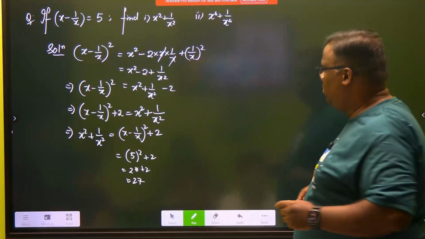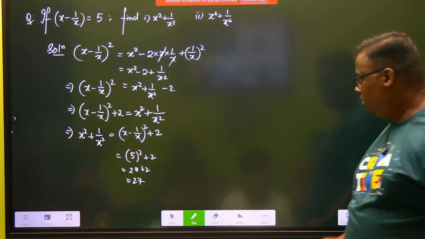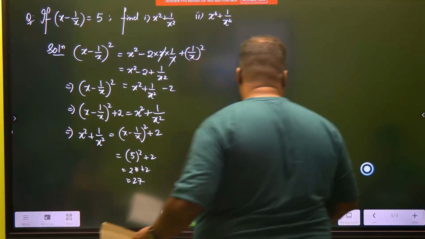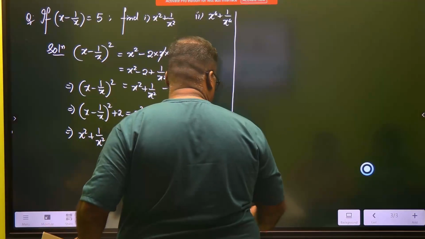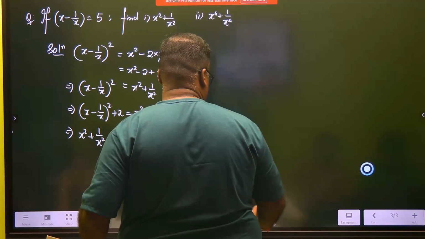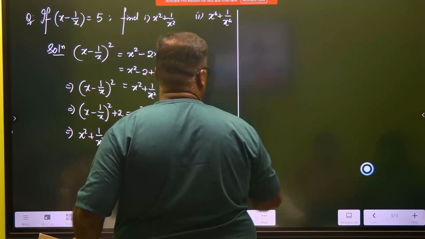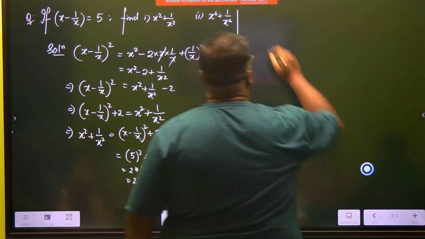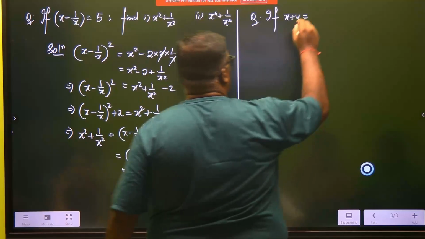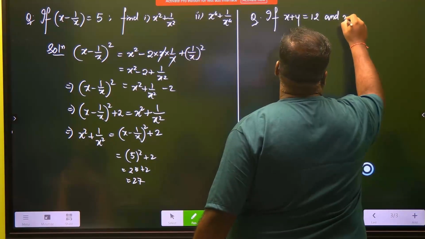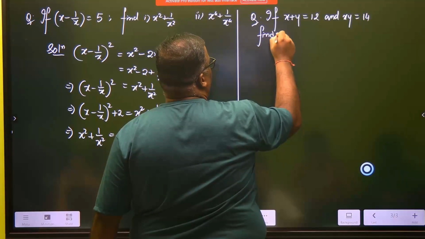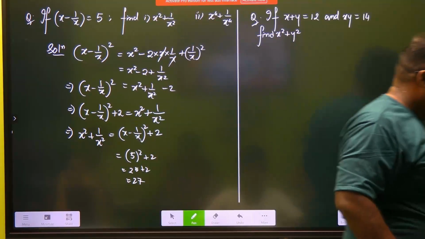Let's do one more. Let's see whether you have developed the idea about how to do problems. Let's see whether that mathematical inclination has been created or not. How do you face this thing? Let's see this problem. If x plus y is equal to 12 and xy is equal to 14, find x square plus y square. Similar lines problem, okay? Find x square plus y square.